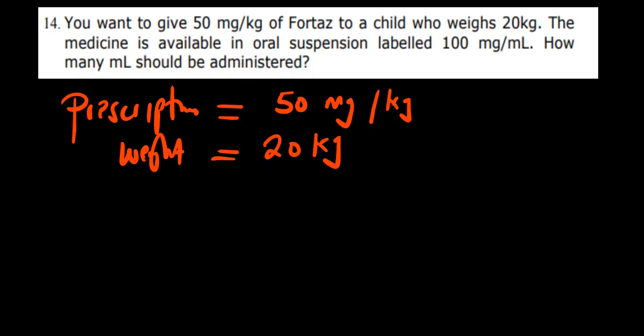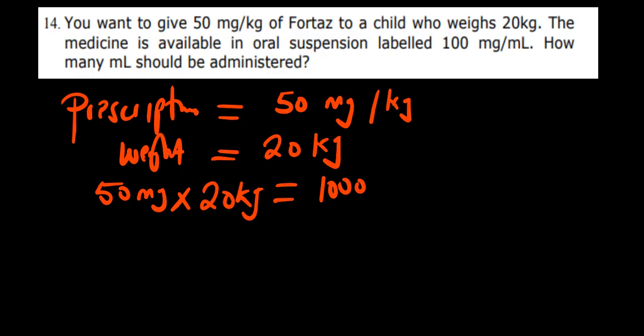So what are we going to do? 50 milligrams multiplied by 20 kg. And when we do that, what do we get? Because this is 50 milligrams per kg, the kg and the kg divide, and we're going to have 1000 milligrams to be administered to this child who weighs 20 kg.